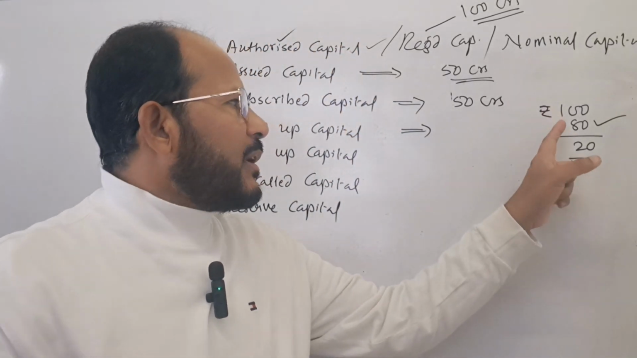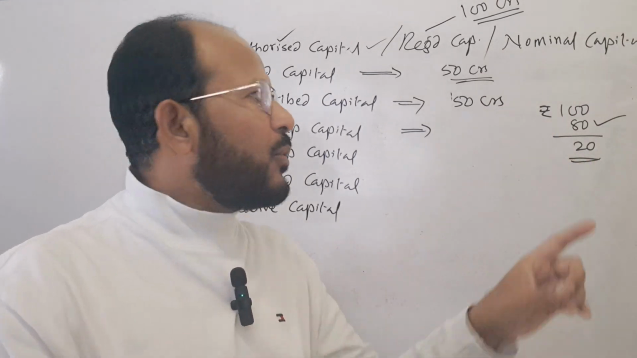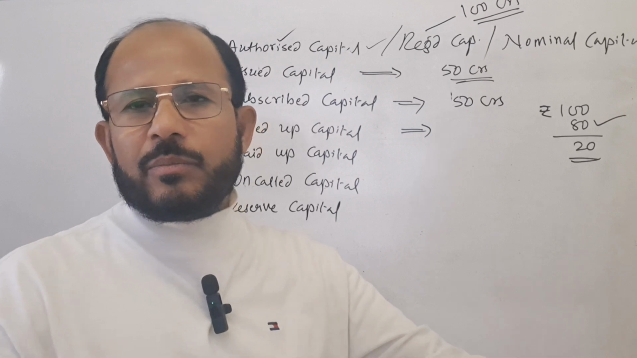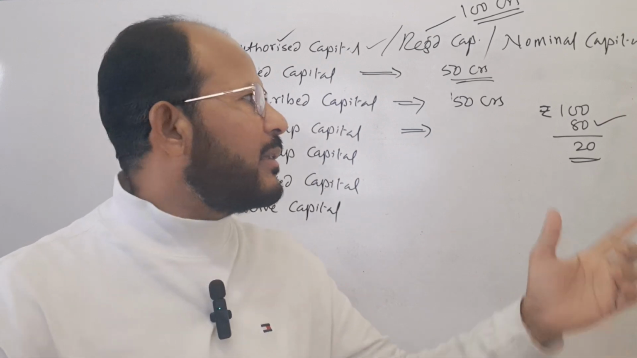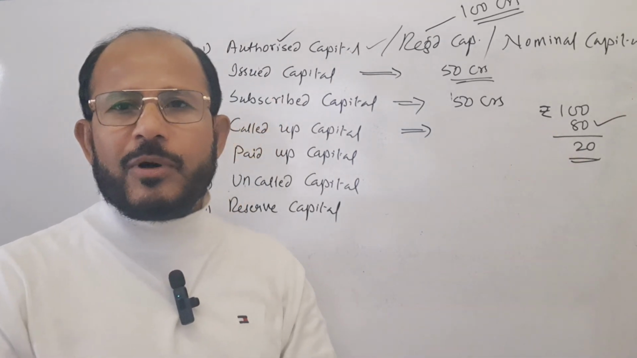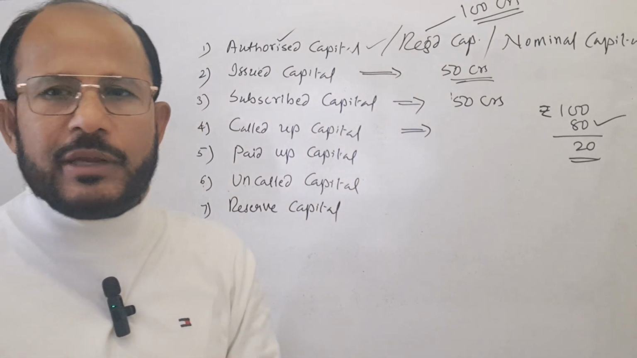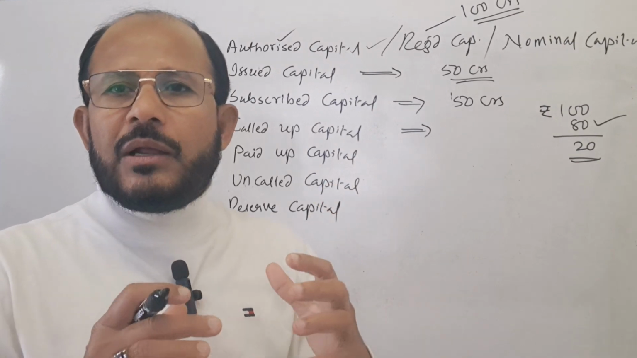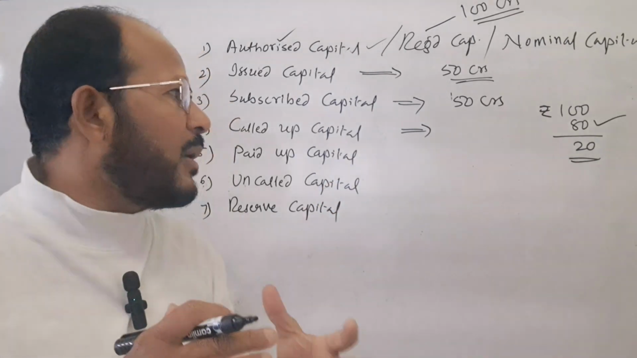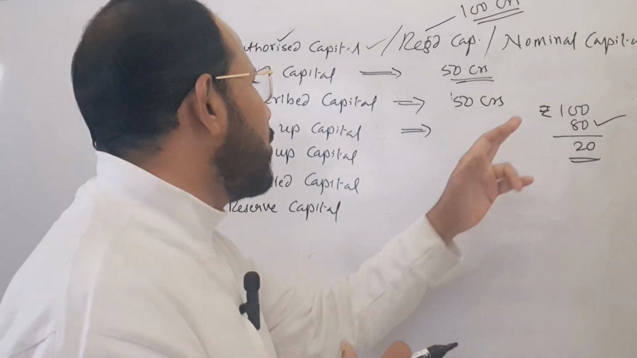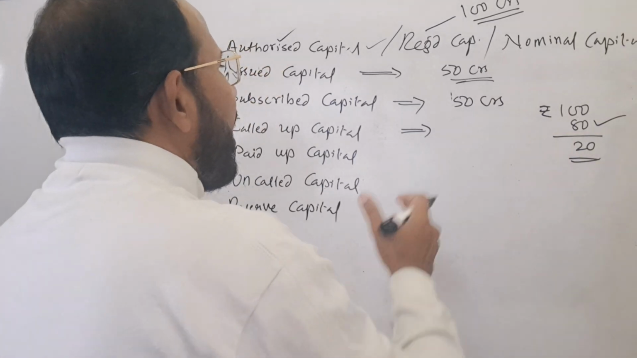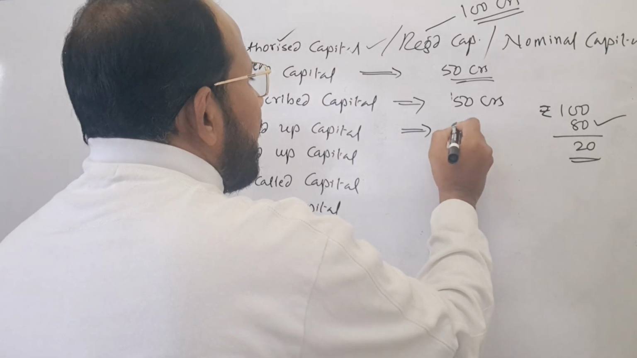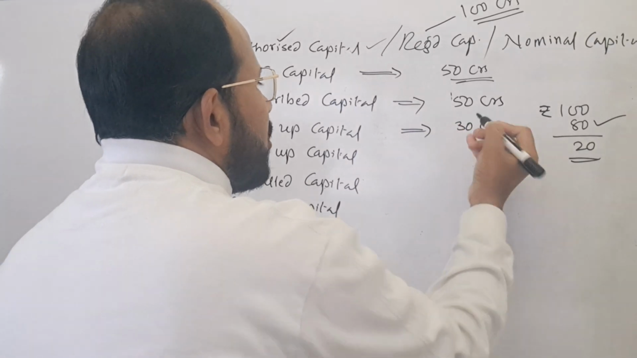Here the board of directors or the company has asked the shareholders to pay rupees how much? Rupees 80 in the form of application money, allotment money, first call, second call, like that. So far the company has called up how much? Rupees 80 per share. This rupees 80 is called as called up share, called up capital. Assume out of 50 crores, the company has already called to pay rupees how much?